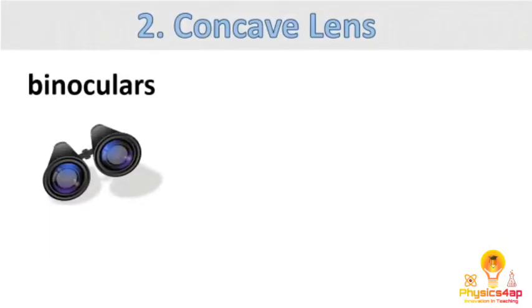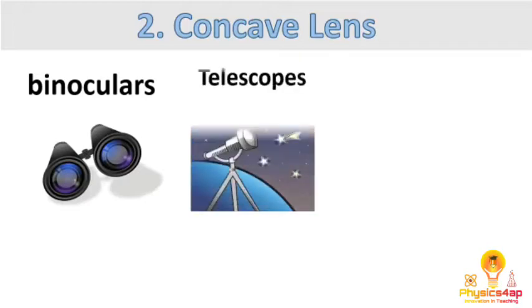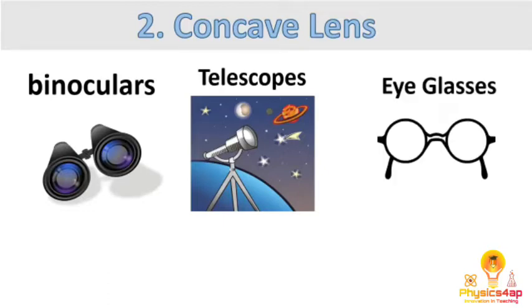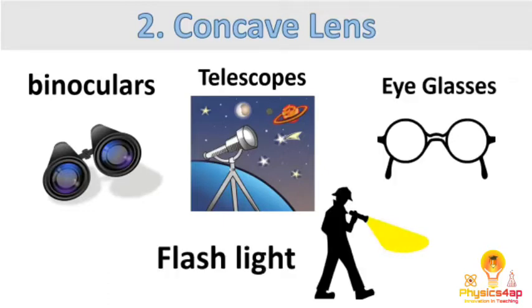Now let us see the uses of concave lenses. One is that it is used in binoculars. In binoculars, to focus on an object, we use them to see distant objects, and it is also used in telescopes to see celestial objects. So we use convex and concave lenses. It is also used in eyeglasses, and in flashlights to make the light rays diverge. We use a convex lens so that the light rays can spread out over a far distance.